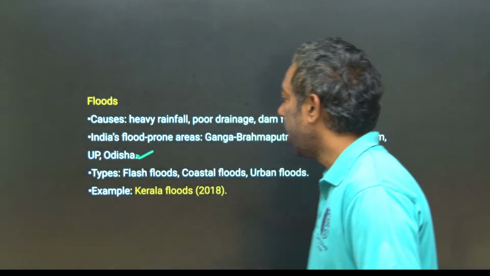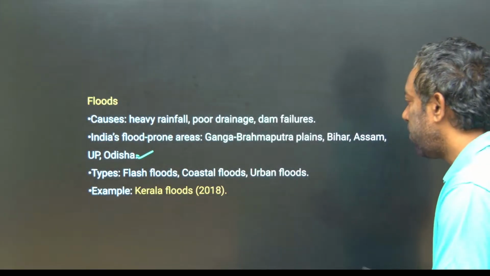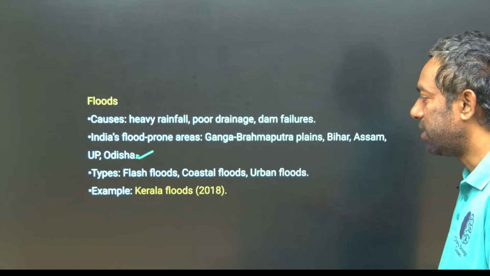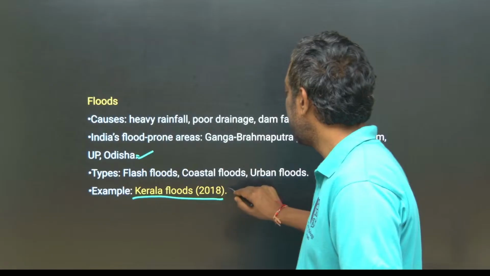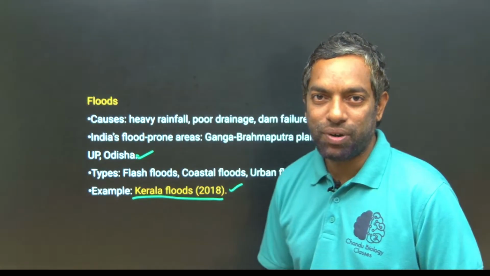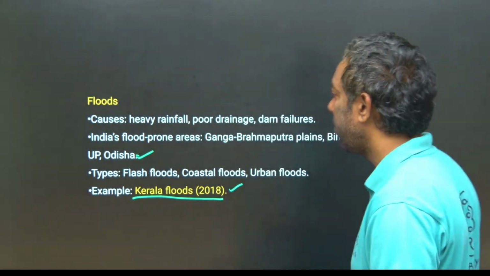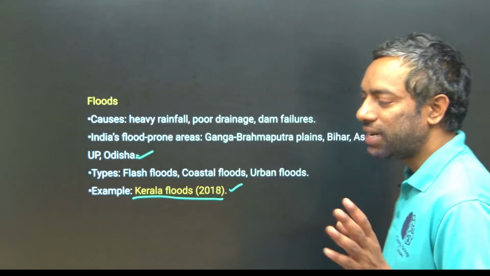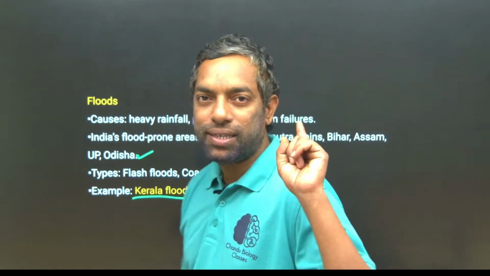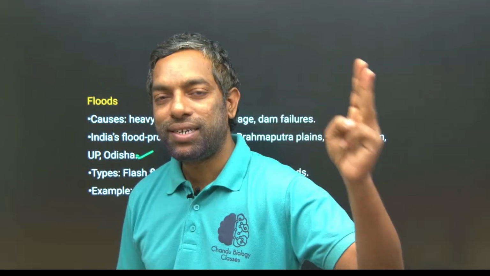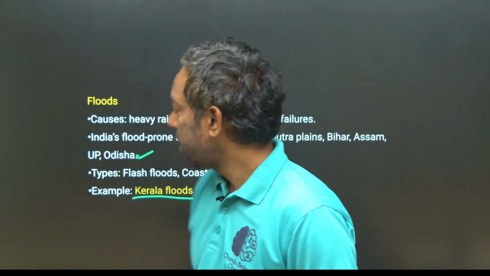And flash floods, coastal floods and urban floods also take place in India. Kerala floods 2018 is the most recent example. Floods are also one of the disasters. Disasters mean tectonic, plate tectonic, earthquake disaster, volcanic eruption disaster, floods disaster. Okay, complete.